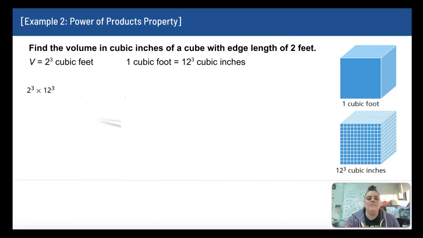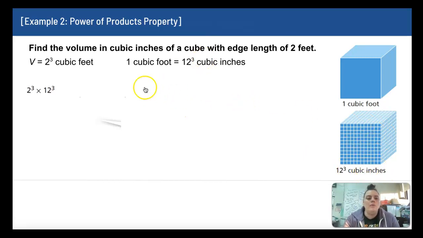Now we're going to take a look at the power of products property. So we might be asked to find the volume of a cube in cubic inches if that cube is 2 feet long. So the volume of a cube that's 2 feet long is going to be 2 times 2 times 2, which we can see here, volume equals 2 to the 3rd cubic feet. But they want it in cubic inches, so we have to convert. Our picture here is showing that 1 cubic foot, because 1 foot is 12 inches, is 12 to the 3rd cubic inches.